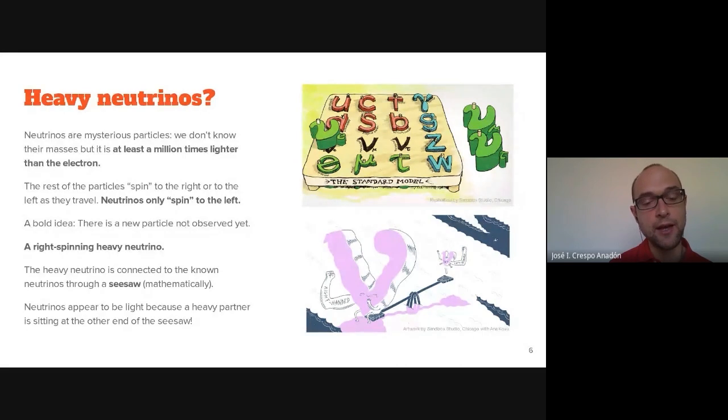And this made physicists propose a new idea, which is that maybe there is a new particle which has not been observed yet, and this is a right-spinning heavy neutrino. This is a way of explaining the neutrino masses, saying they are not really super light. It's simply that they are connected through this seesaw. Mathematically, of course, it's not an actual seesaw, but it's a property of the theory that basically makes it so that if there is a heavy neutrino which is pushing down the seesaw, then the other neutrinos will appear in our world as very light particles. So I'm trying to search for this heavy neutrino.